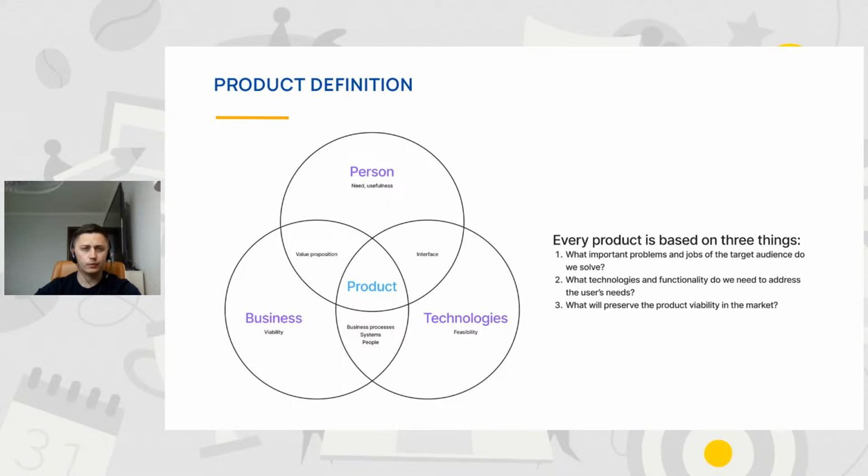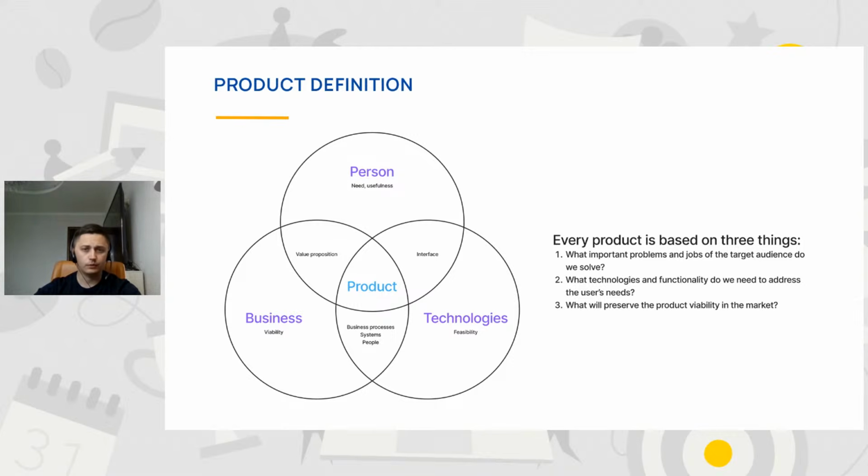The next question is, what technologies and functionality do we need to address users' needs? When you do not fully understand whether technologies will be feasible for addressing this or that problem, or what functionality to integrate in your product, again, get back to the previous step and try to find out the problems which the customer has and try to ideate on the solutions that will help to address these needs.